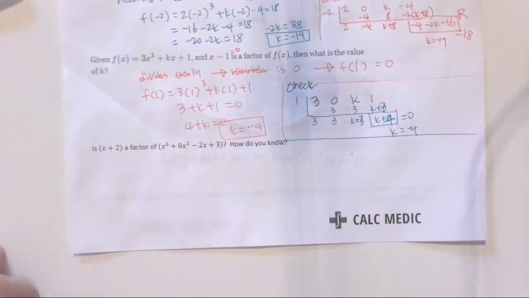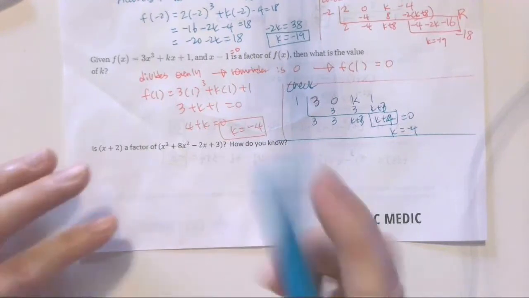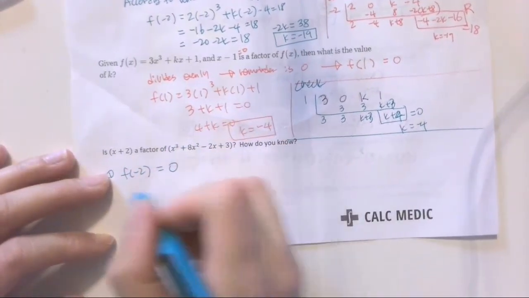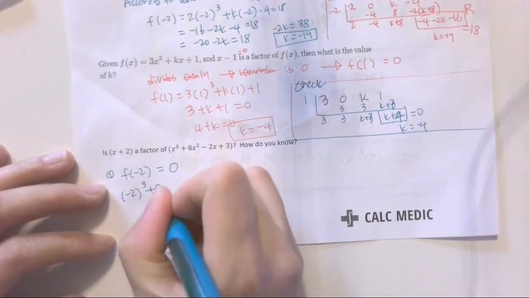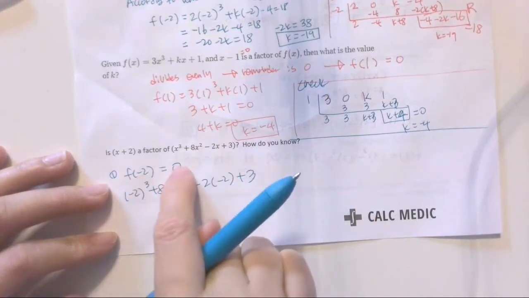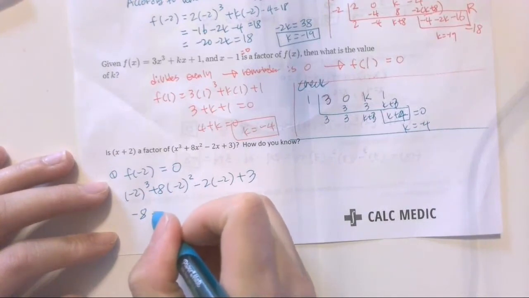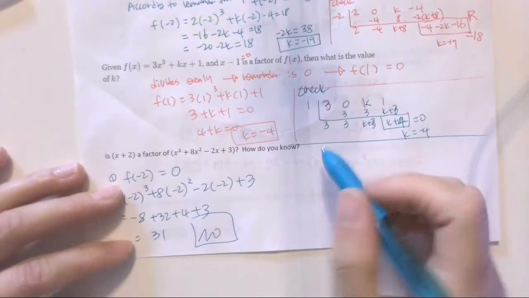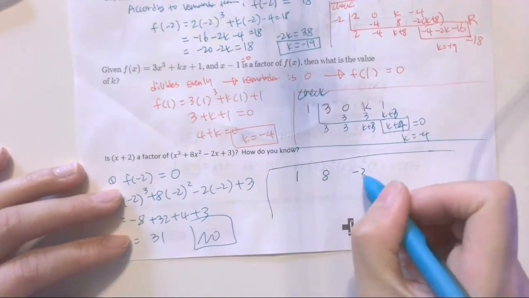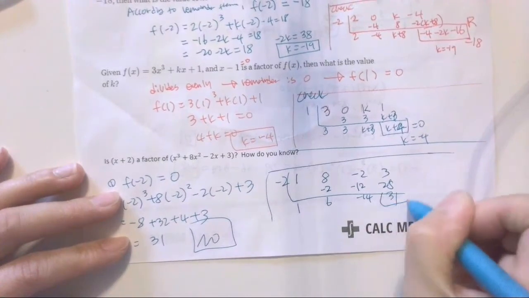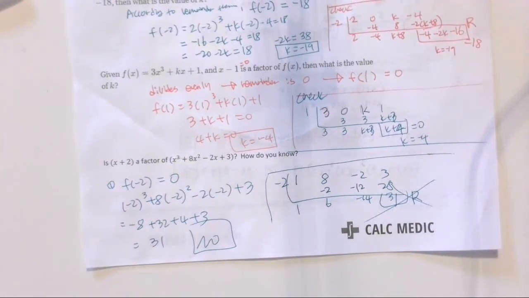Last but not least. If that's a factor, how do we know? Well, if it's a factor, then f of negative 2 should be equal to 0, right? The remainder should be 0. So let's plug it in. According to the remainder theorem, I just plug it in to make the remainder equal to 0. Negative 8 plus 32 plus 4 plus 3. I get 31. So nope. If you wanted to do it, yes, you could have divided. So since the remainder is not 0, nope. Cool. Okay, so that is the lesson of the factor theorem and remainder theorem. Thank you.